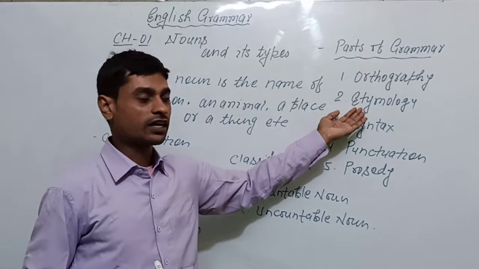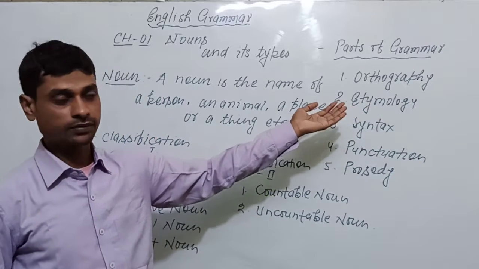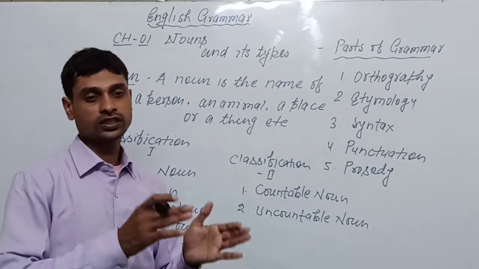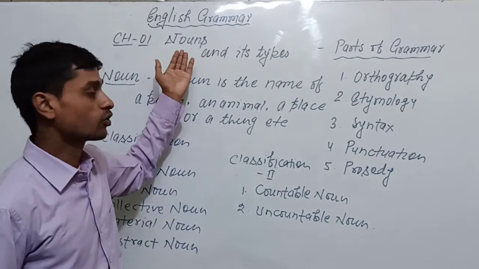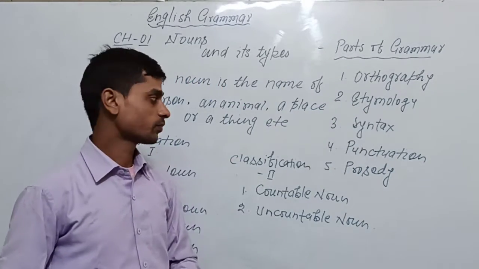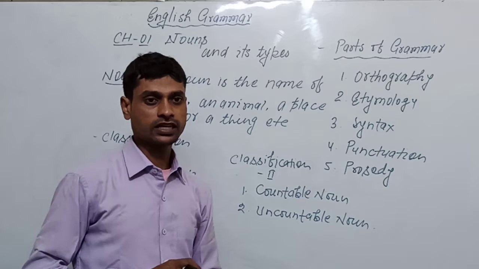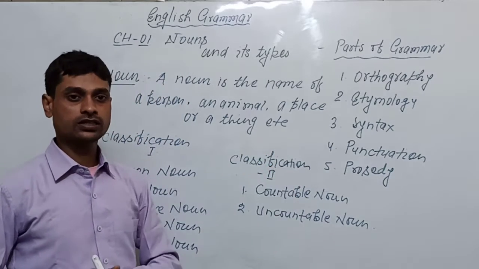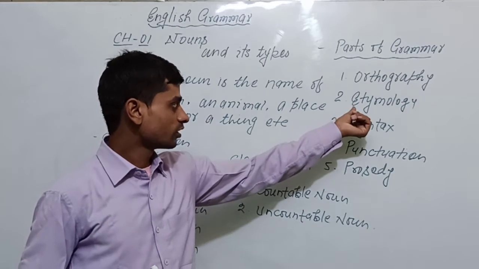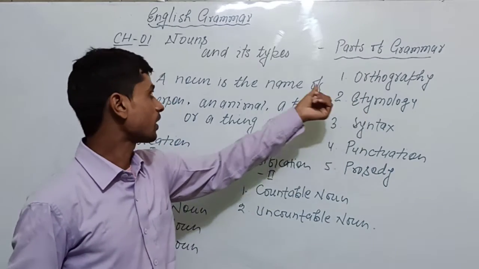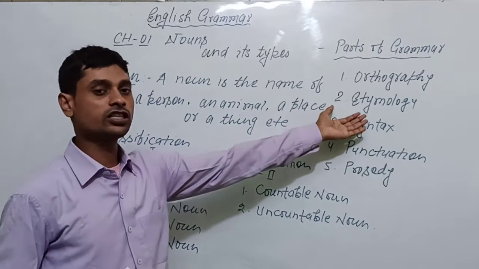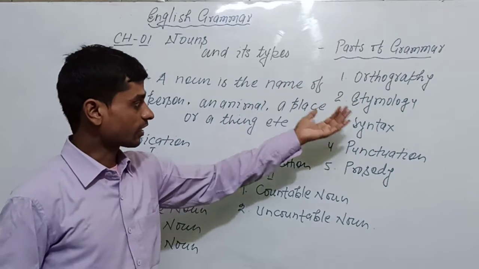Now the second part is etymology. It means शब्द विचार. In this part we study the parts of speech, noun to interjection, and our first chapter is noun. So noun is part of etymology. Third is syntax, वाक्य विचार. Fourth is punctuation, चिन्ह विचार, and prosody at last, छंद विचार. So the second part of grammar, etymology, is where the noun chapter is taken from.